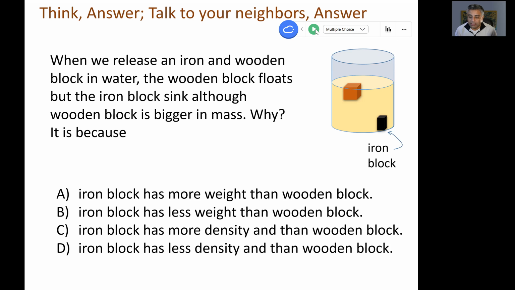Okay, so now here is this question for you guys. And you have a total of 1 minute to answer this question.